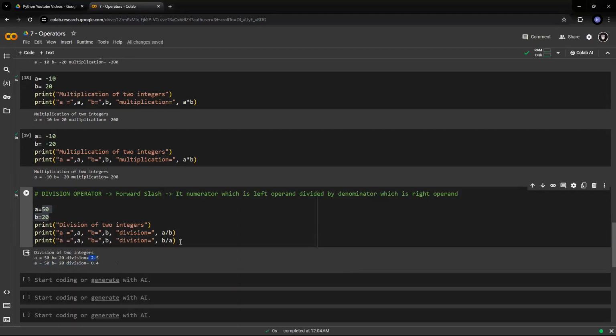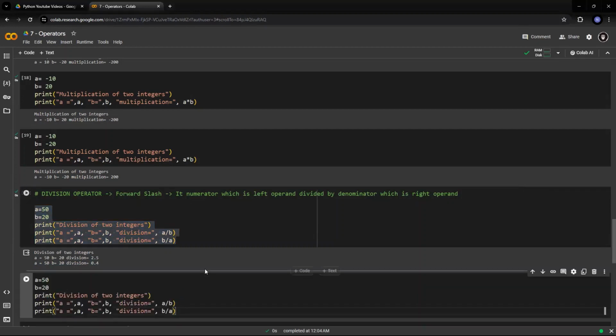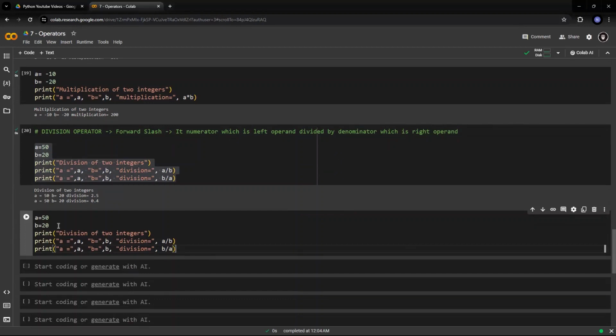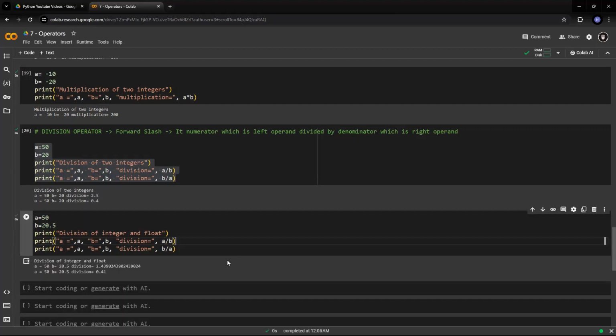So let's try to divide an integer and a float. Suppose I have 20.5, so you have one integer and one float. Let's have the same thing, A divided by B. Sometimes we are dividing a float by an integer or an integer by a float. We'll see both, what happens exactly. See this? You have different results, but all are floats only. So either you divide two integers or you divide an integer by a float, you'll still get a float.